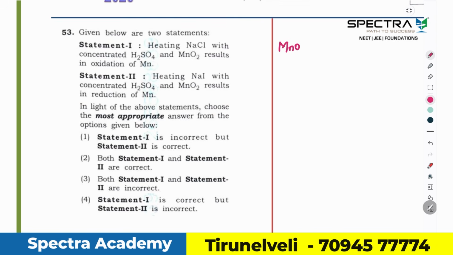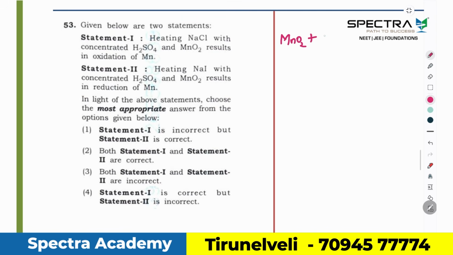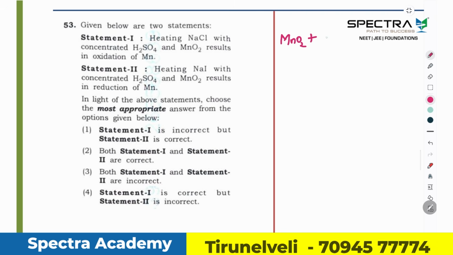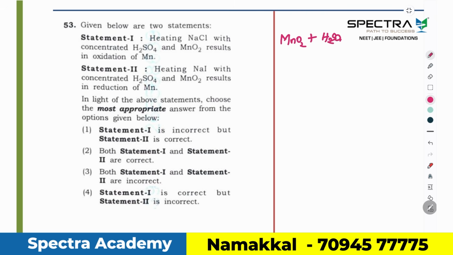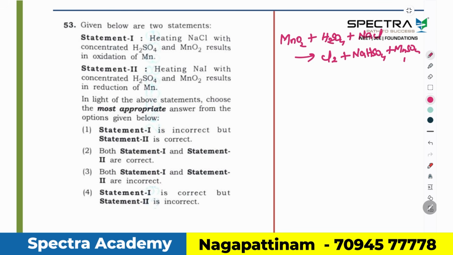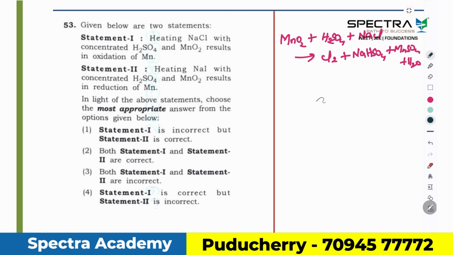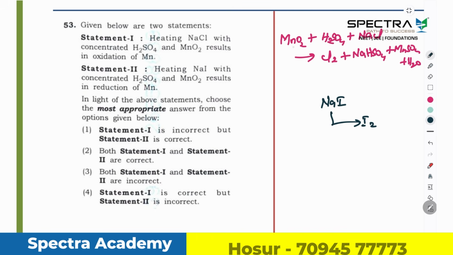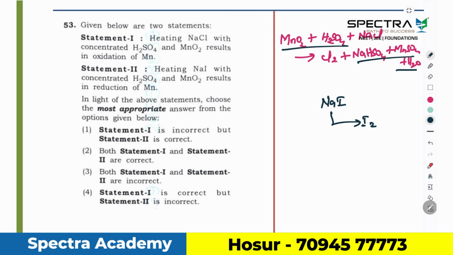MnO2 is an oxidizing agent in this reaction which oxidizes NaCl. When treated with sulfuric acid in acidic medium, NaCl is converted into chlorine, sodium bisulfate, MnSO4 along with water. This is the reaction part. The same applies in the case of iodide also. If you use NaI, the product will be I2. All the remaining things are the same.